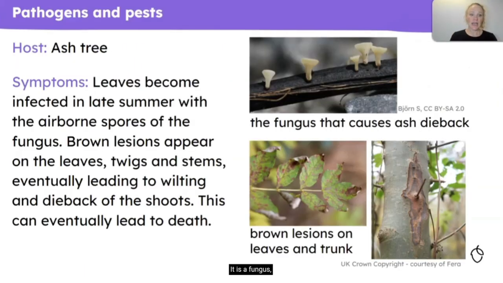It is a fungus, and when it infects the plant, at first you can see the sort of fruiting bodies of it, and we can see that in the first image there where you've got those like sort of little mushrooms, and actually later what happens is that brown lesions appear on the trunk of the tree, but also on the leaves as well, and eventually then we get that ending up of that complete dieback of the shoots. It actually does kill the tree, and so it is really, really serious, and we've got to be very careful not to spread this from our woodland areas in the UK.